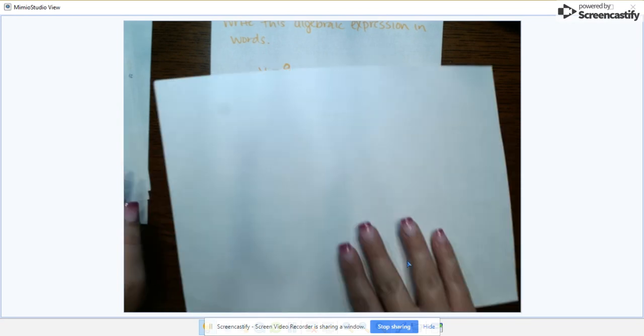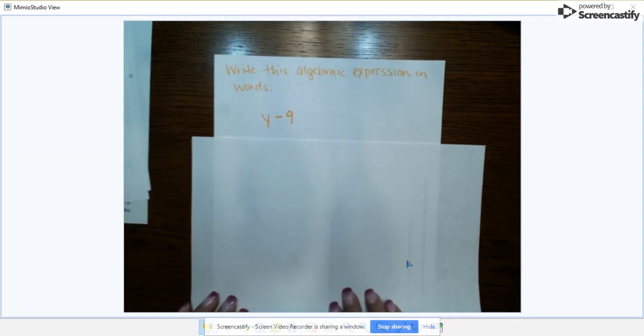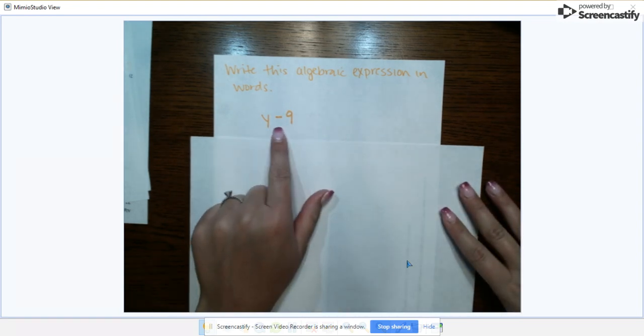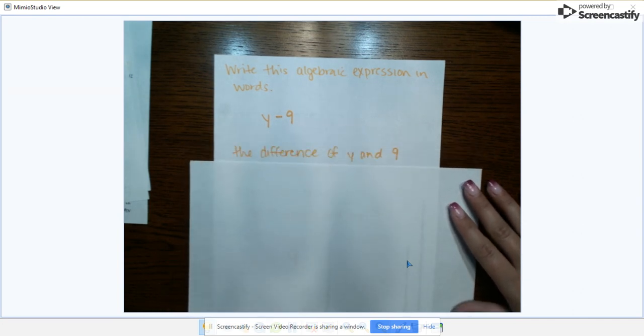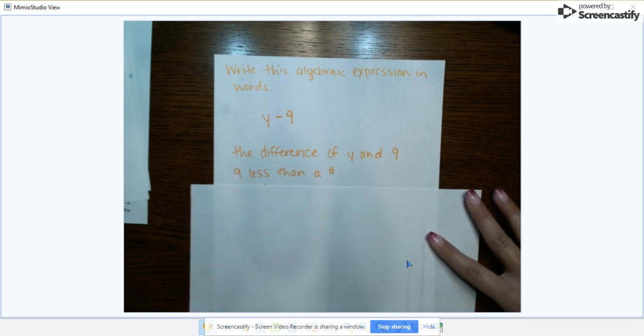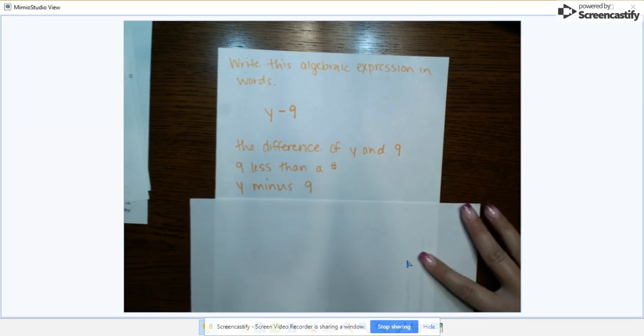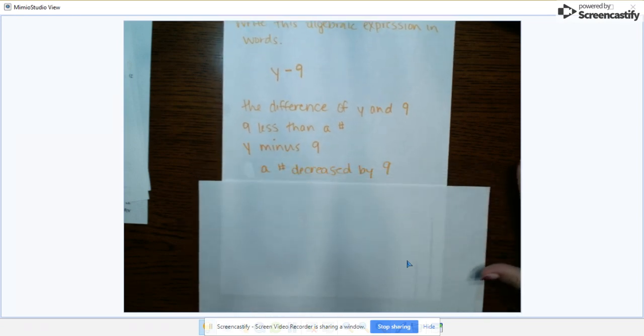And finally, we can go the opposite direction. So we can write an algebraic expression back in words. So if we're given this algebraic expression, y minus 9, we can write that in a variety of ways. So the first one I said was the difference of y and 9. You could also put 9 less than a number. Or you could just spell out y minus 9. Or a number decreased by 9. There are lots of options that you could write.